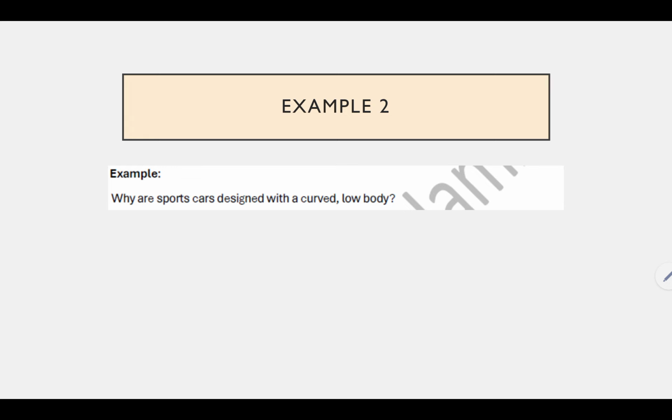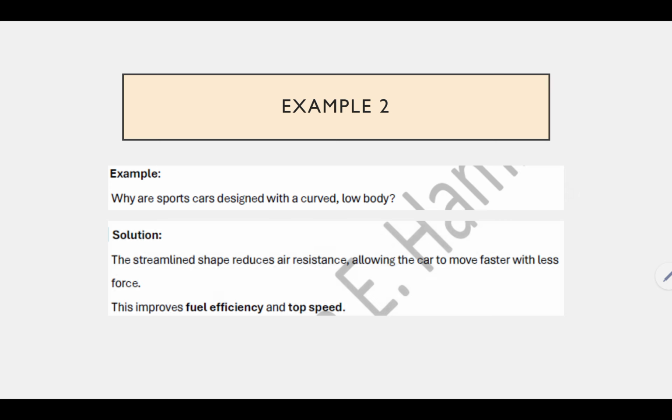Here's another example. Why are sports cars designed with a curved low body? Just said it. Because that would give them a streamlined shape, which will reduce air resistance, allowing them to move faster, and this improves two things: fuel efficiency, and they'd reach top speed.